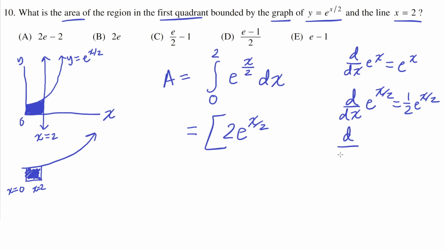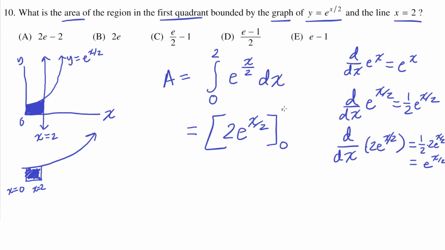That way, when we take the derivative of 2e to the x over 2, we would get 1/2 times 2e raised to the x over 2. And this would just simplify to e to the x over 2. That way, when we take the derivative of this, we get back to this integrand. So that means the integral of e raised to the x over 2 is 2e raised to the x over 2.